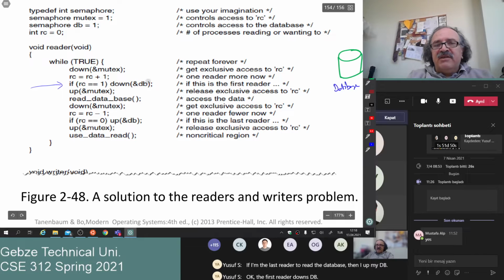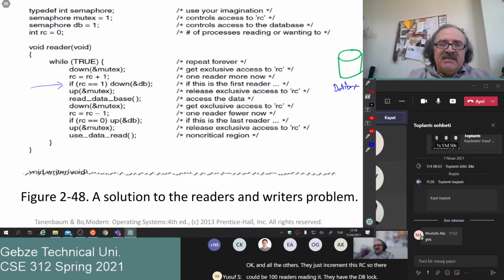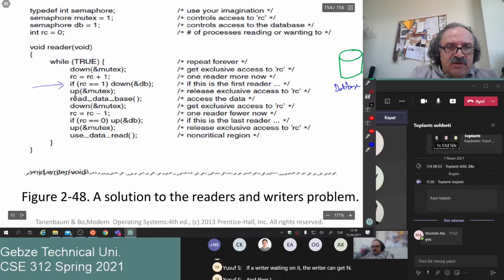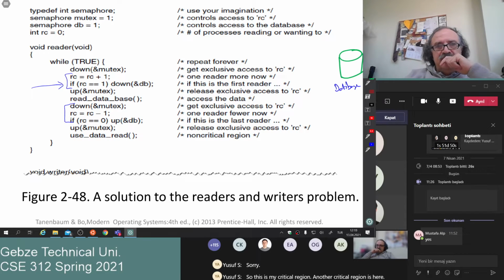Okay, the first reader downs DB, and all the others just increment this RC. So there could be 100 readers reading it. They have the DB lock. But the last reader that leaves this area ups this DB so that if a writer is waiting on it, the writer can get in. And then I up my mutex. So this is my critical region. Another critical region is here. Okay, so that's it.